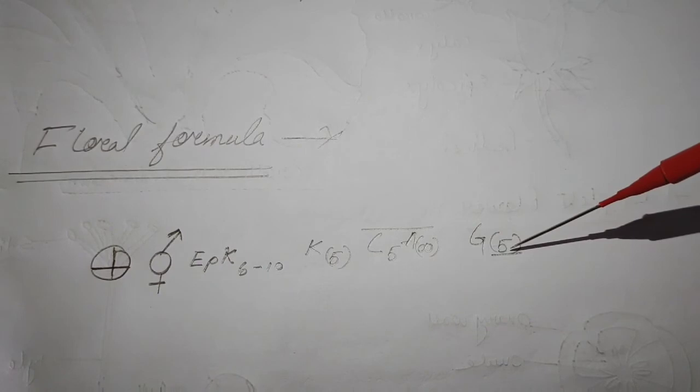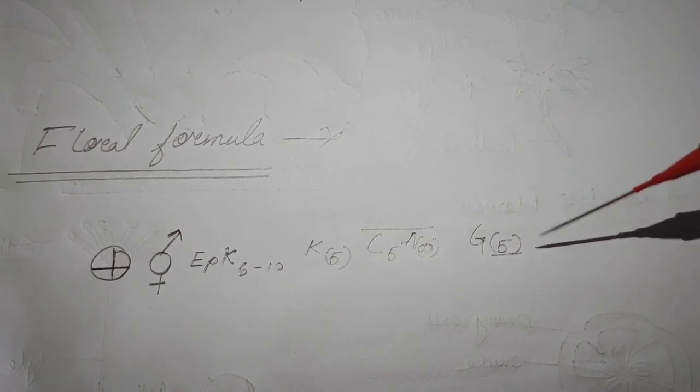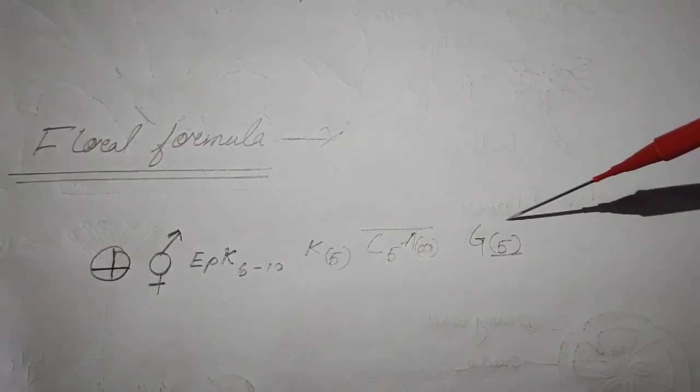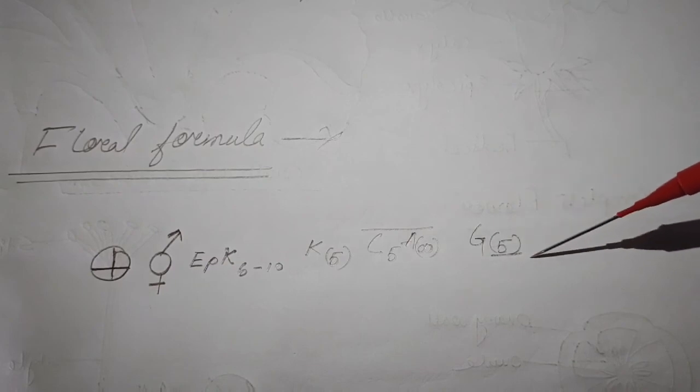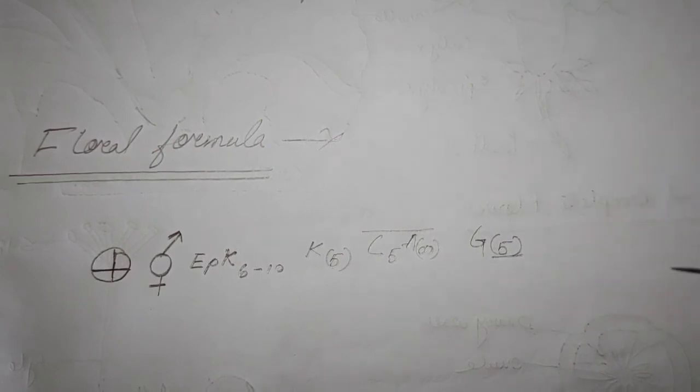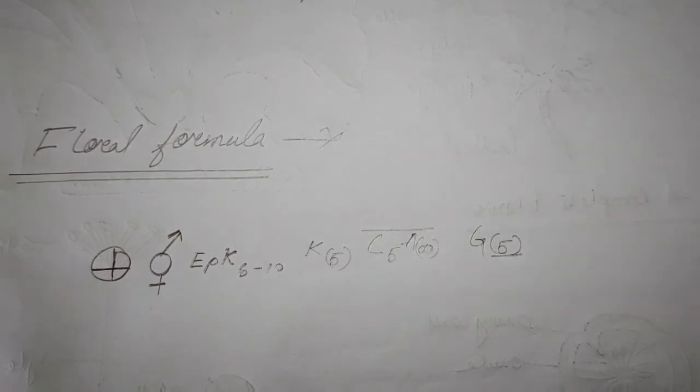Now the gynoecium is 5 in number, and they are also fused together. And the ovary is superior, so the line is given below. So in this way you should know about the flower hibiscus.